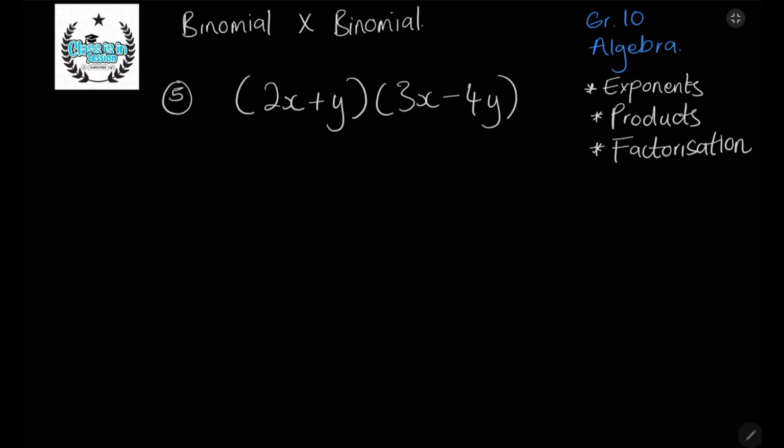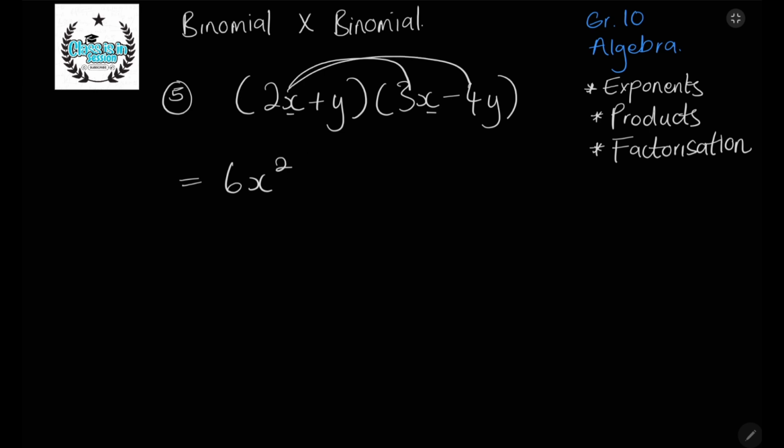Now let's try an example that has two different variables. We have 2x plus y in the first bracket and 3x minus 4y in the second bracket. We start with 2x times 3x. 2 times 3 is 6. Let's account for the x. We have x squared, as it's x times x.